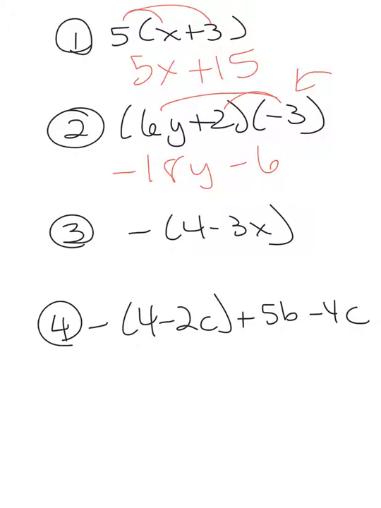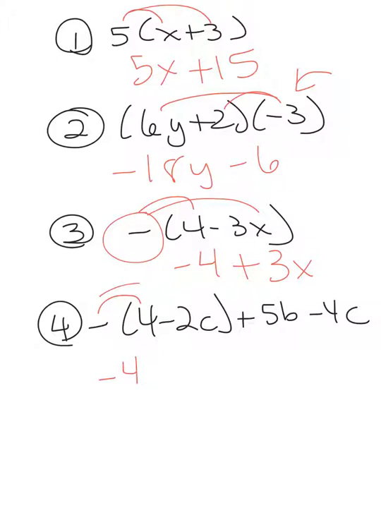In number 3, this negative actually stands for negative 1. So I'm going to take negative 1 times 4. I get negative 4. Take negative 1 times negative 3x, and I get positive 3x. In number 4, I have a lot of things going on here, so I have to be careful. So I have negative times 4, which gives me negative 4. Negative times a negative 2c gives me a positive 2c. I need to rewrite these terms to the right of the parentheses, so I have plus 5b minus 4c.